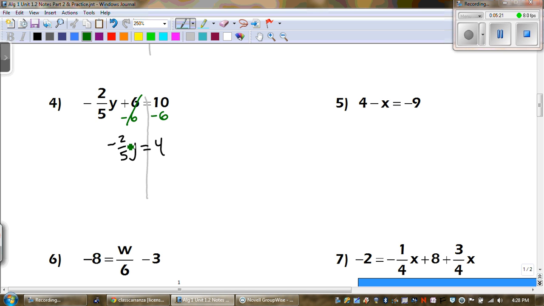And now we have multiplying of a fraction. And we said that if you multiply by a fraction, you can multiply by the reciprocal. So those cancel out, and we got the y all by itself. So we have 4 over 1 times 5 over 2. You can reduce the corners. And then when you multiply across, you get 10 over 1. I just forgot that sign, but it's a negative. So we've got to make sure that our final answer is negative 10.